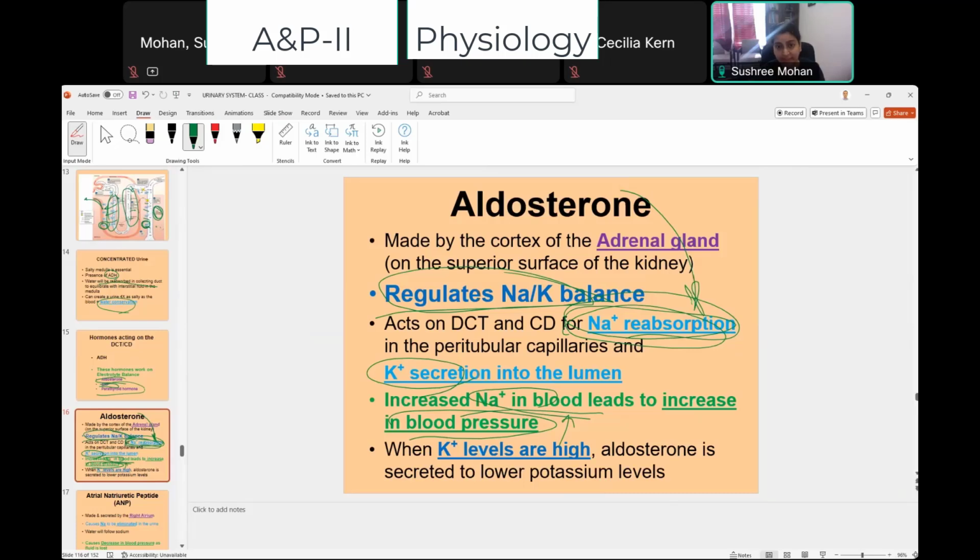It increases. When more water is reabsorbed, because more salt content is there, does blood pressure increase or decrease? Blood pressure is increasing because the volume is increasing. We need more pressure to push the blood volume. When potassium levels are high, aldosterone is secreted to lower potassium levels. So what aldosterone will do, it will kick out the potassium through secretion and retain the sodium through reabsorption.